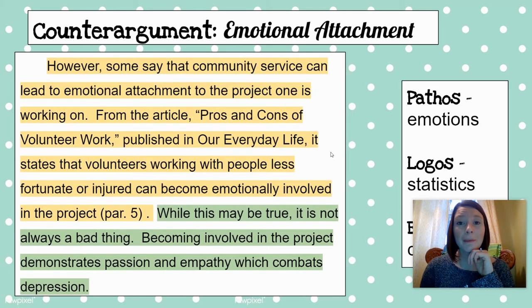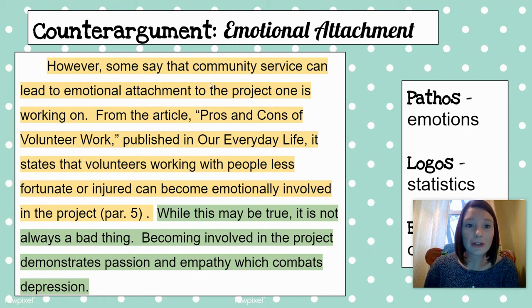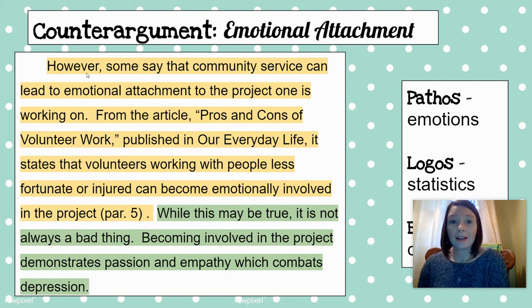So here's the example from my paragraph. So my topic sentence right here is my counter argument. Remember, my argumentative letter was all about community service. So I say, however, some say that community service can lead to emotional attachment to the project one is working on. Okay, so one thing that I want to point out is this, right, is showing my counter argument by saying, however. I'm saying that the other side is that there could be some emotional attachment that could harm the person who's doing community service.